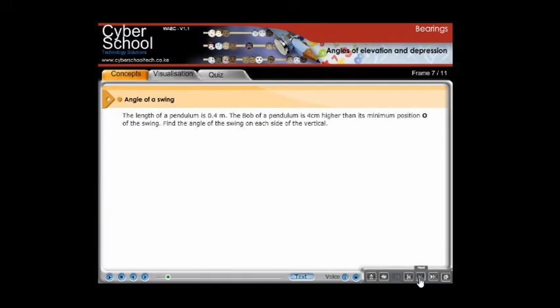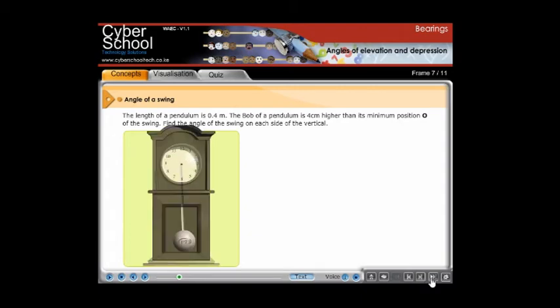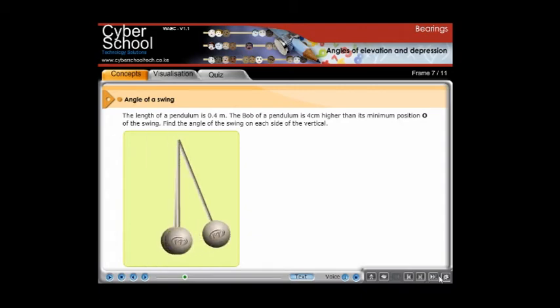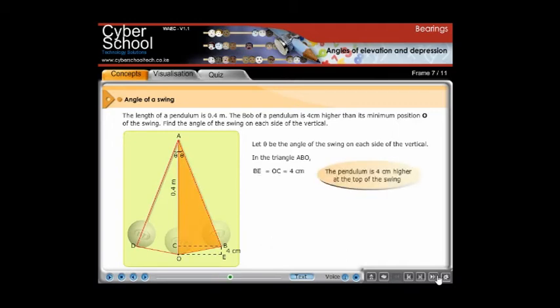Trigonometry is mainly used in finding the heights of buildings and the distances between objects. Here is a different type of application. The bulb of a pendulum 0.4 meter long is 4 centimeters higher at the maximum position than at its minimum position. The angle of the swing is calculated using a trigonometric ratio. Observe that the angle of the swing is nothing but the angle of elevation of the bulb on each side of the vertical.